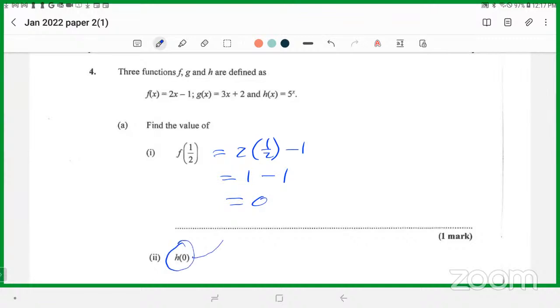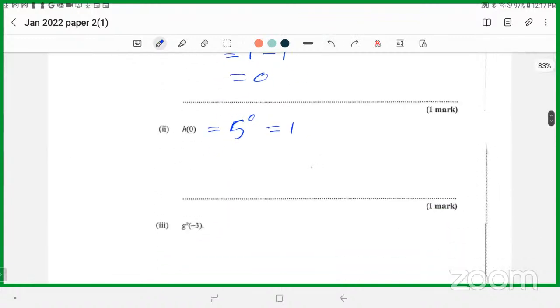Next part wants h of 0. h of 0 means I'll put in 0 in the h function right there. And so it becomes equal to 5 to the 0. Any number raised to the power 0 is equal to 1. But if you don't know, you could put it in the calculator. You're going to get 1 just the same. That is the answer for that one.